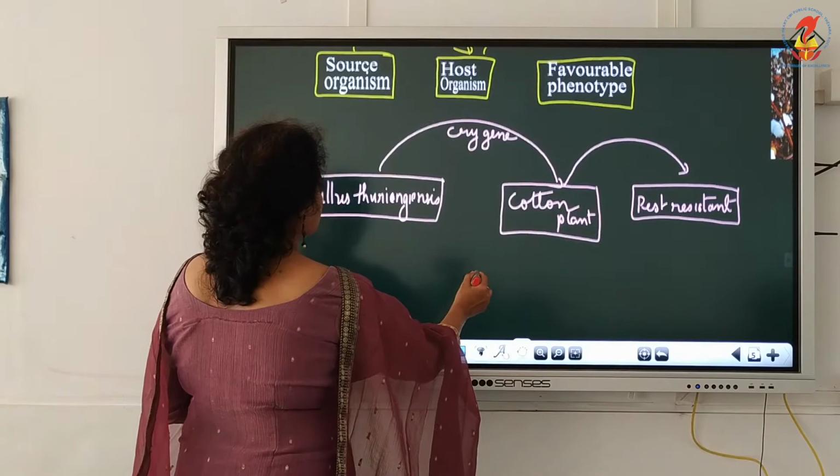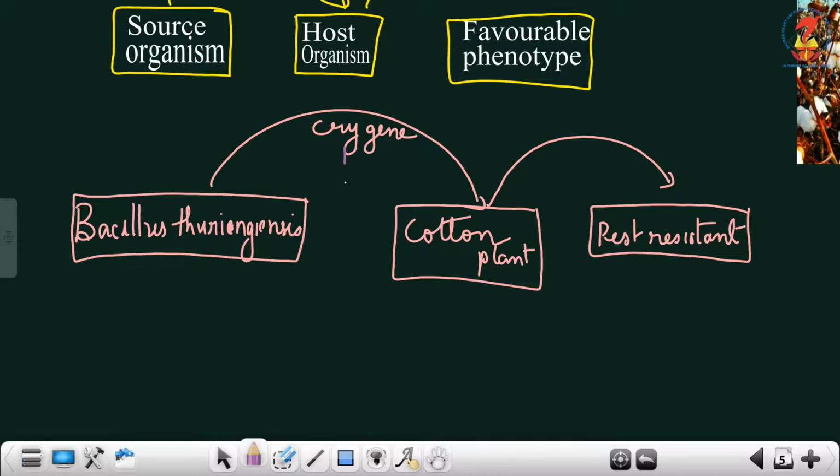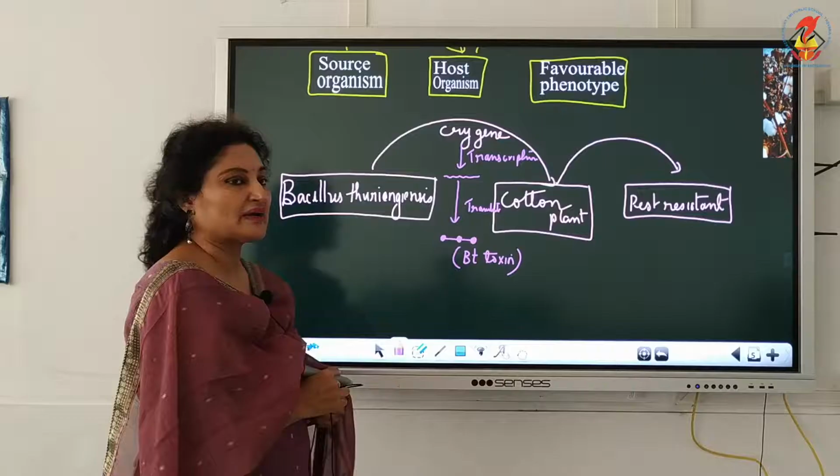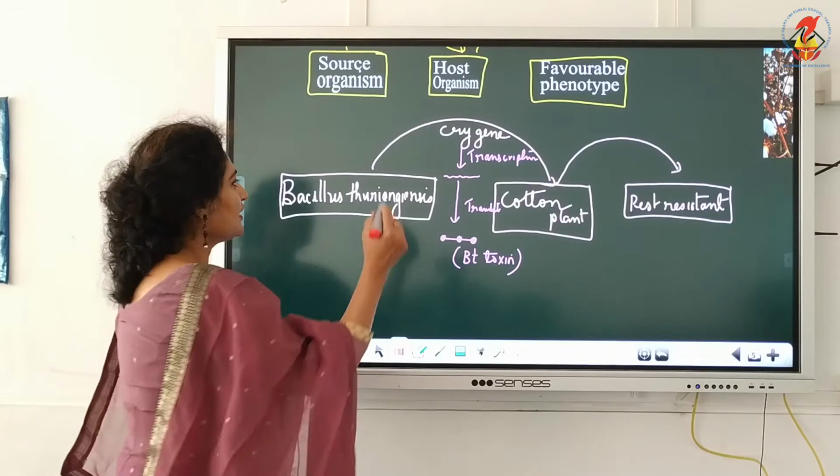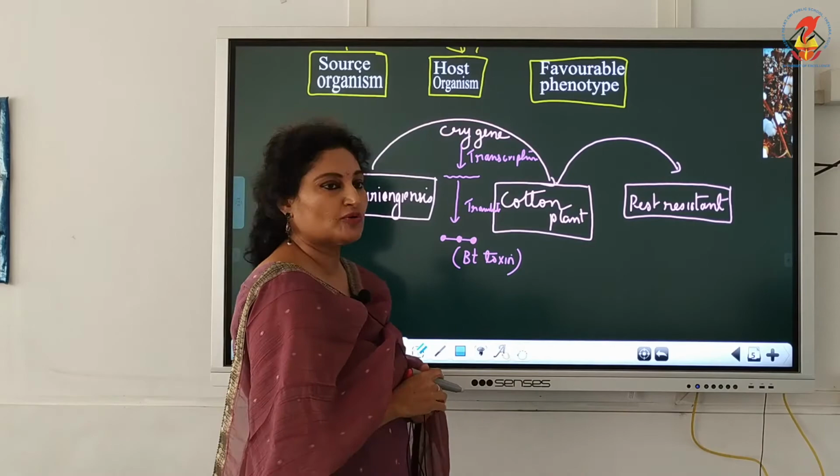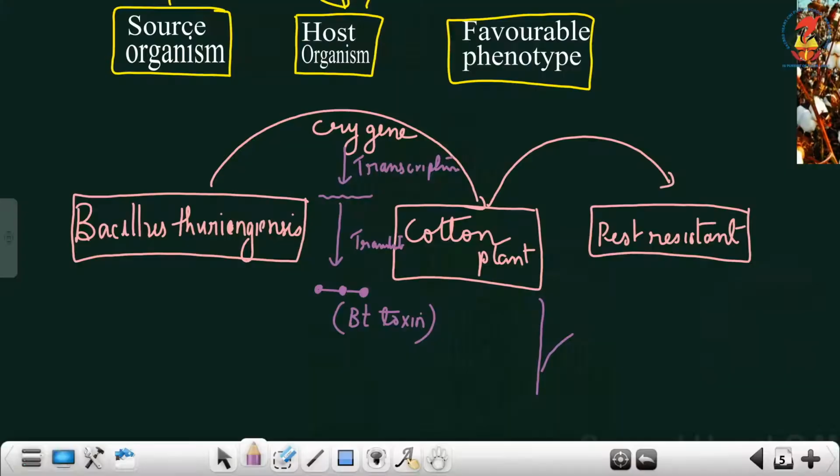Now let's talk about the cry gene. The cry gene, we know it is expressed into mRNA, and mRNA is translated into the protein. We know this is called transcription, and the next event is called translation, and finally the product we get is a toxin called BT toxin. So that also you should remember, BT toxin is produced by the expression of the cry gene. Now this cry gene is only taken from the Bacillus thuringiensis and incorporated into the genome of the cotton plant, and finally on the leaves of the cotton plant there is this BT toxin.